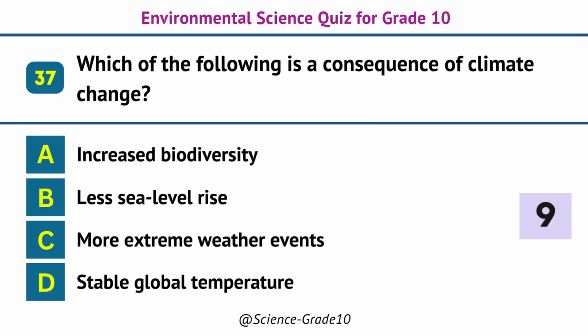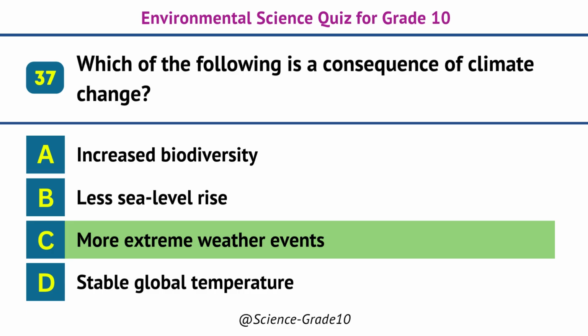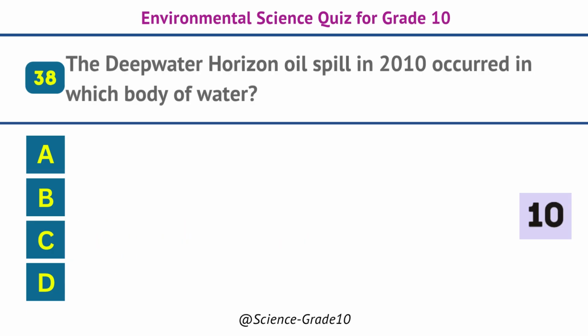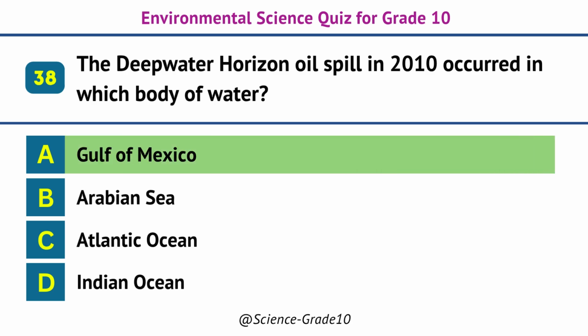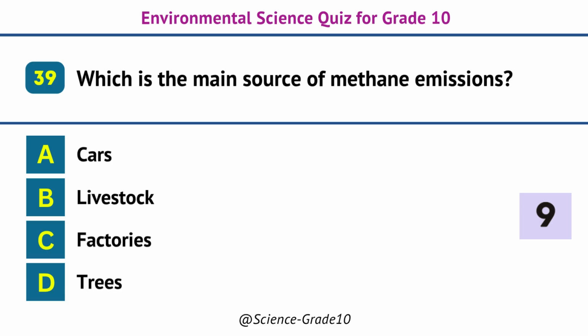Which of the following is a consequence of climate change? More extreme weather events. The Deepwater Horizon oil spill in 2010 occurred in which body of water? Gulf of Mexico. Which is the main source of methane emissions? Livestock.